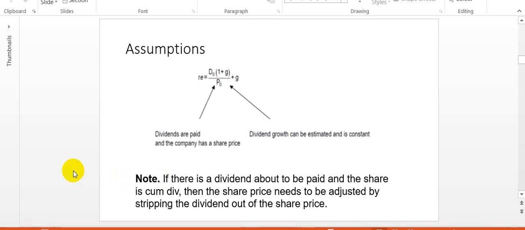Note also that if there is a dividend about to be paid and the share price is cum div, the share price needs to be adjusted by stripping the dividend out of the share price. Be very careful as you read the question. Watch out for cum div, ex div. All those have got different meanings, and so need to be treated differently in the computations.